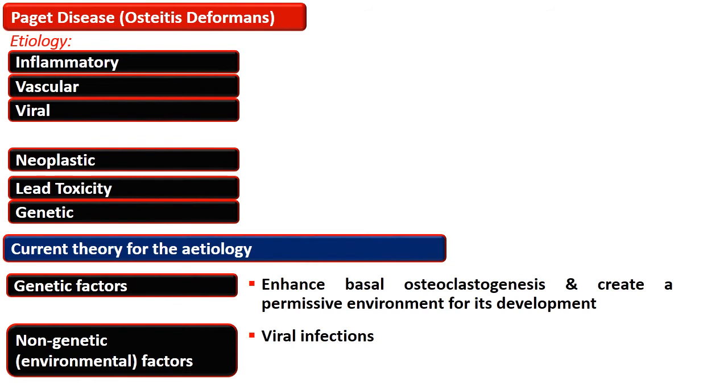The current theory of etiology is genetic factor and non-genetic factor, or environmental factors. It is considered that both these factors, the genetic and non-genetic, are responsible for the initiation of disease. The important non-genetic factor is viral infection, while the genetic factors enhance basal osteoclastogenesis and create a permissive environment for development of this disease.